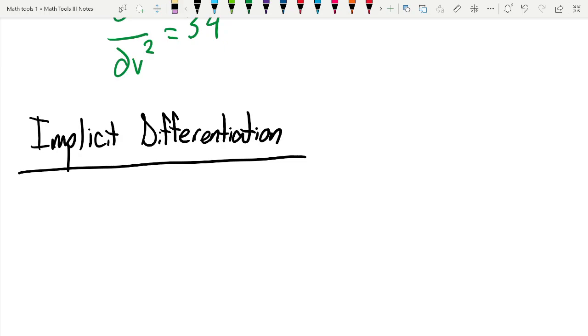Now we want to talk a little bit about implicit differentiation, and it's actually more of an alternative to implicit differentiation than actually implicitly differentiating. So basically, we can take this idea of partial derivatives and use it to replace some of the stuff that we did with implicit differentiation.